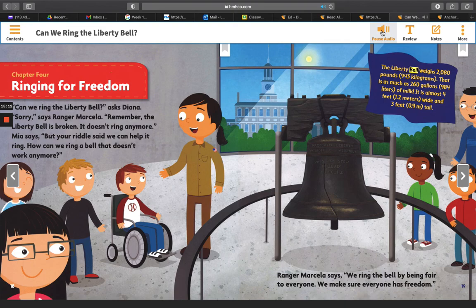The Liberty Bell weighs 2,080 pounds, 943 kilograms. That is as much as 260 gallons, 984 liters of milk. It is almost 4 feet, 1.2 meters wide, and 3 feet, 0.9 meters tall.